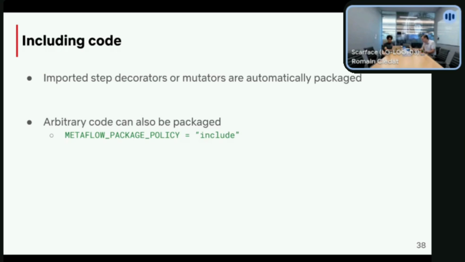So as I mentioned, imported step decorators and mutators are automatically packaged wherever they live. But you can also package arbitrary code as long as you put this at the top level of your package: METAFLOW_PACKAGE_POLICY equals include. If the code is imported in your flow, and what it's imported from has this value in it somewhere, then it will be packaged. And I'll show an example of this.